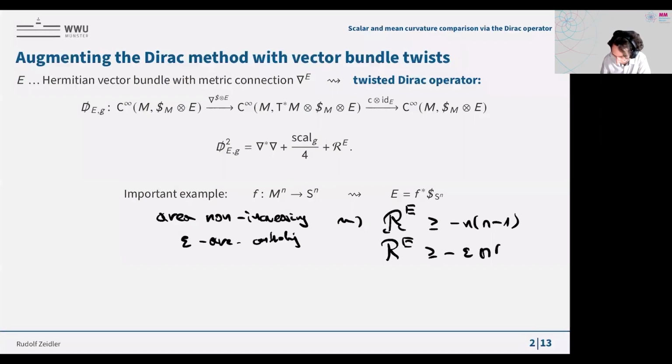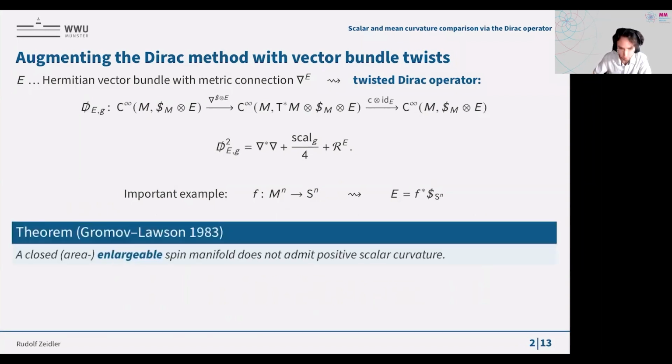You could basically get the same bound here with an epsilon, and then you could try to make this as small as you want if you are in a situation where you can choose epsilon small enough. And the concrete result that was proved using this idea is that area enlargeable or enlargeable spin manifolds do not admit metrics of positive scalar curvature, which is originally due to Gromov and Lawson. For instance, the torus can be treated in this way. Okay, that's the first kind of augmentation that I wanted to discuss.